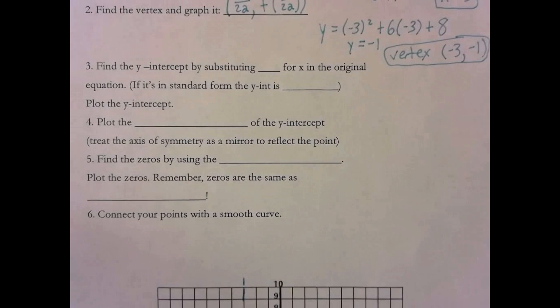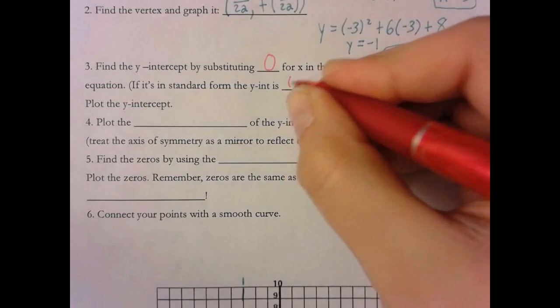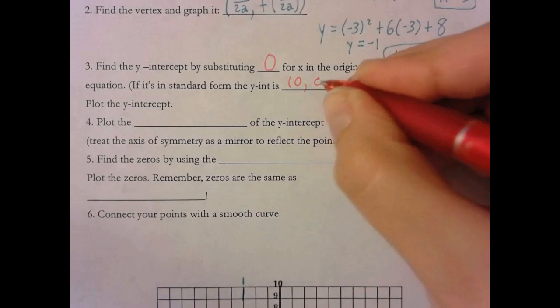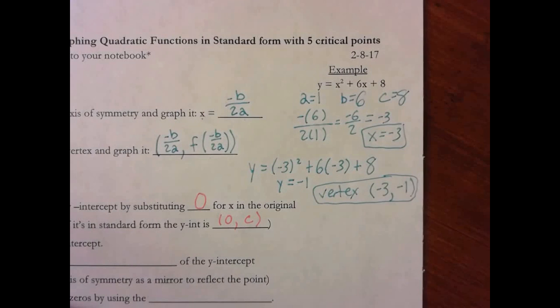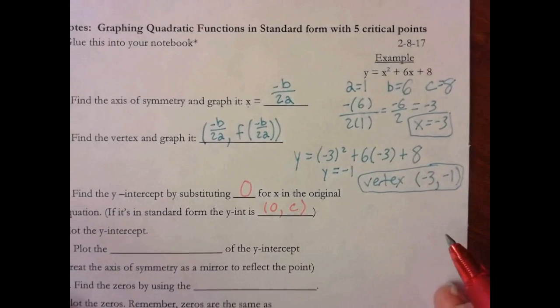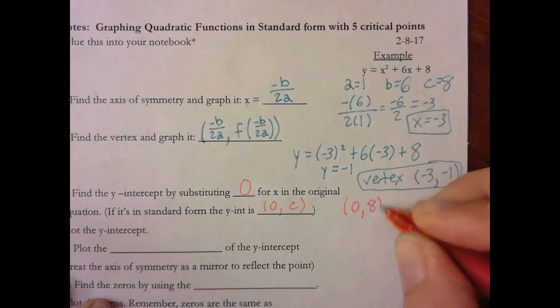All right, we need to find the y-intercept, and I'm going to change colors so we can see it better. To find the y-intercept, you're going to substitute 0 for x in the original equation. Here's the good news. There's a kind of cheat to this. I know, cheating. I'm awful. If your equation's in standard form, the y-intercept is 0, comma, c. We said c is 8. So our y-intercept must be 0, comma, 8.